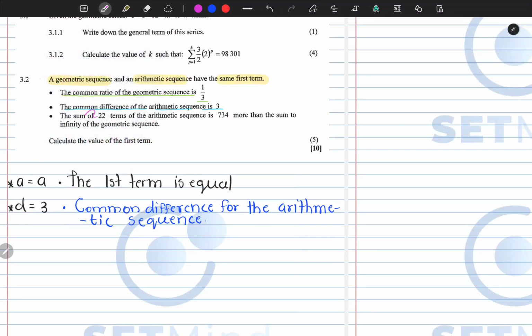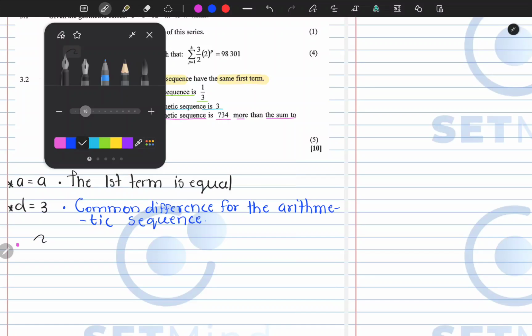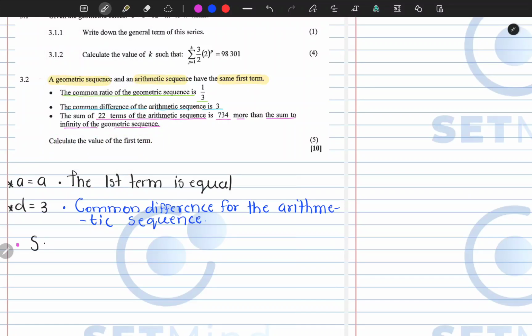Then the last statement reads that the sum of 22 terms of the arithmetic sequence is 734 more than the sum to infinity of the geometric sequence. So let's make a couple of notes regarding that statement. For the geometric sequence, we need a sum to infinity, while for the arithmetic sequence, we need the sum of 22 terms.